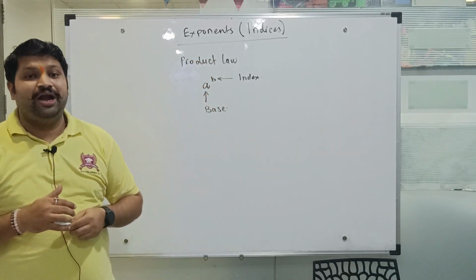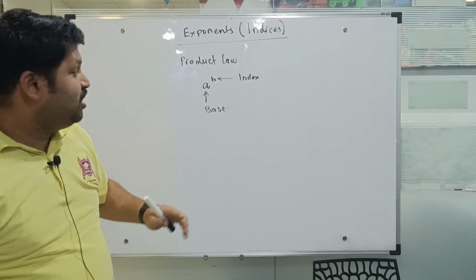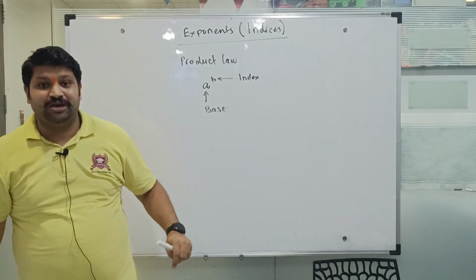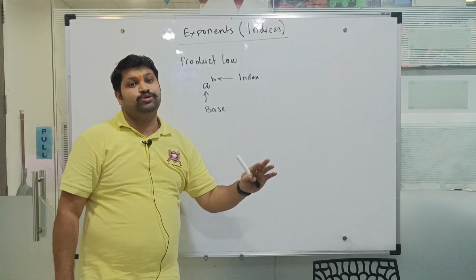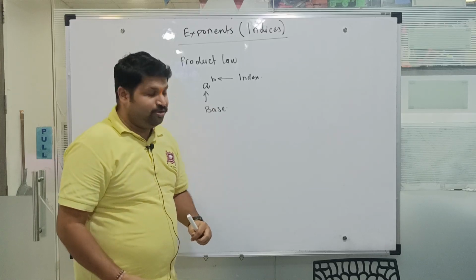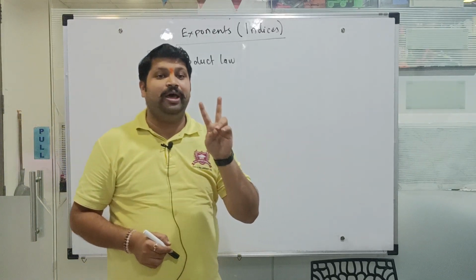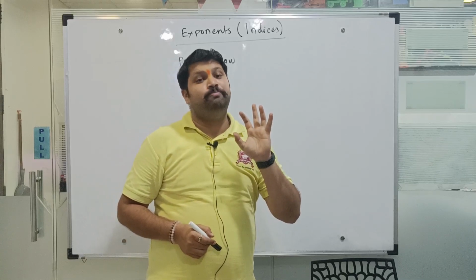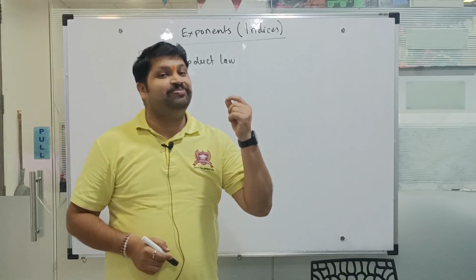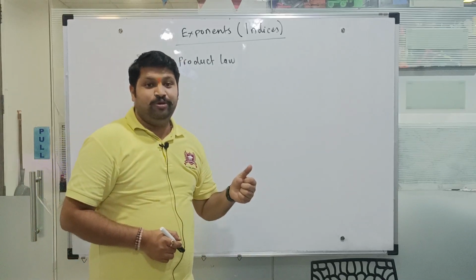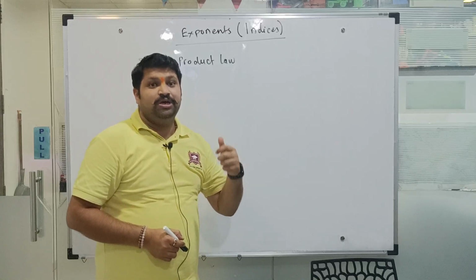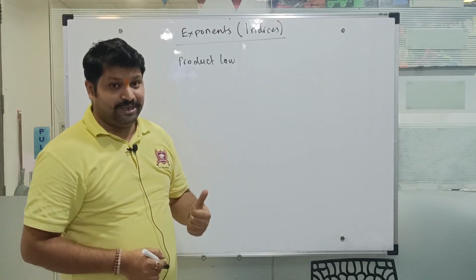Now let's go ahead and check out what these product laws are. I've discussed the terminology before I started the law because I am going to use this terminology throughout the video. Product law can be utilized when we are multiplying two numbers whose bases are same. Something very important: the thumb rule is the bases need to be same.